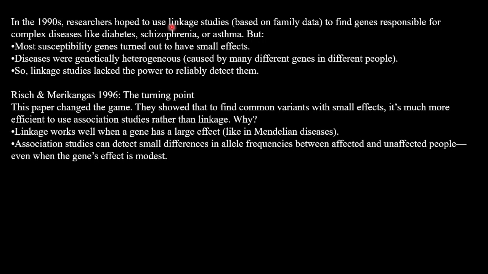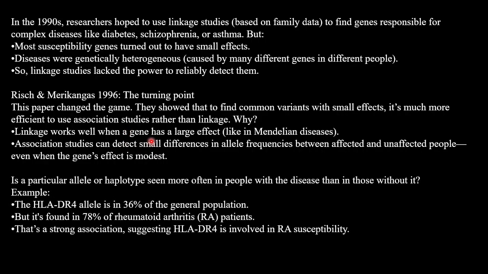So what happened in 1996? New technology came. That was the association study. What it is doing basically is, suppose this particular allele is present in 36% of the general population, but in the case of rheumatoid arthritis, it is 78%.